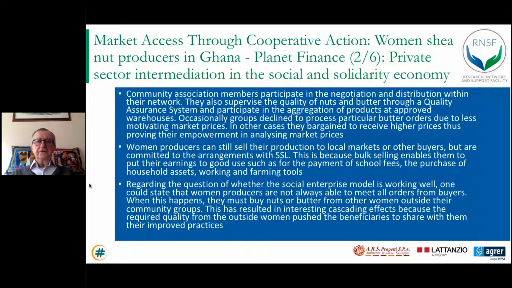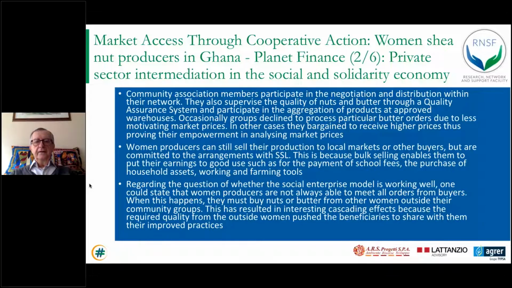Women producers were allowed to continue to sell their production to local markets as well and to other buyers, but they were committed to the arrangements with SSL. This is because bulk selling enables them to put their earnings to good use, such as for the payment of school fees, the purchase of household assets, and working and farming tools.